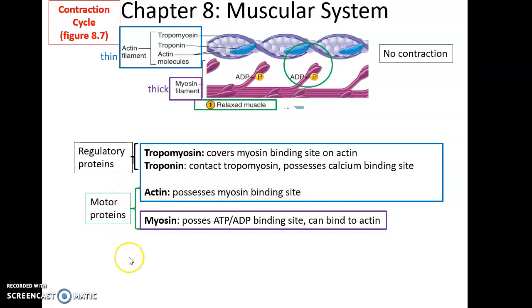Actin is considered one of the two motor proteins. The other motor protein is myosin, which, as we know, makes up the thick filament. Myosin possesses an ATP-ADP binding site, so it needs energy, not a surprise for muscle contractions. Myosin is able to bind actin at that binding site. So here we have the thin and thick filaments. When there is no contraction, no signal, the muscle is relaxed, and we see that the thick and thin filaments do not touch.